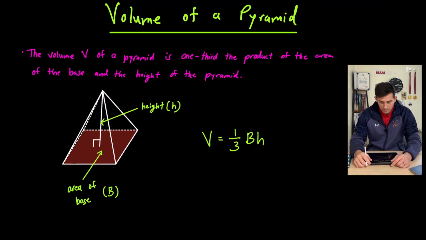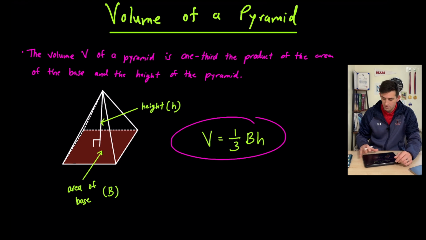So the volume V of a pyramid is 1/3 the product of the area of the base and the height of the pyramid. So we see our equation here, V, which is volume, is equal to 1/3 times the area of the base, capital B, we saw that with prisms, and times the height.